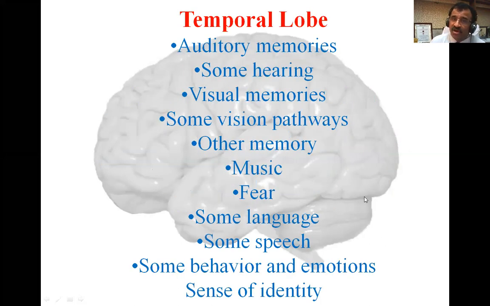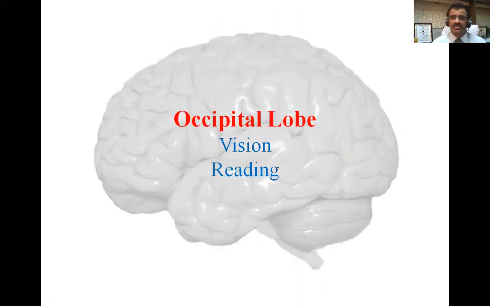The temporal lobe is mainly for auditory functions, so auditory memories. That means if you listen to a song, you will try to remember who the singer is. If you listen to somebody's song on the radio, you can identify the voice through auditory memories. Some hearing, visual memories also, some vision pathways, other memories, music, fear, some language, some speech, some behavior, emotions, and sense of identity. So apart from auditory functions, it has many other functions.